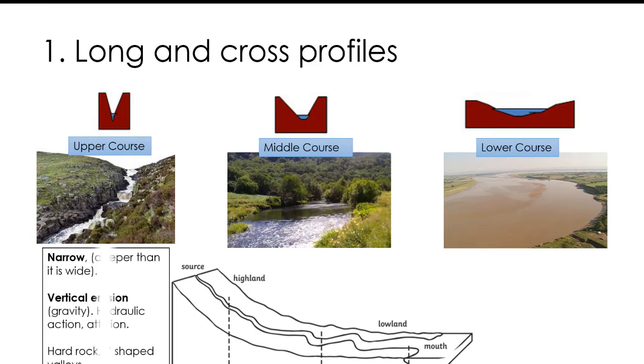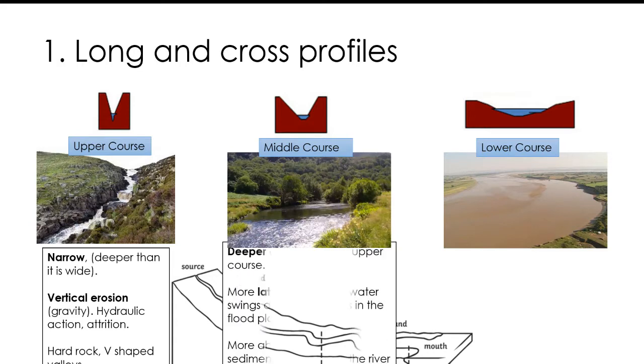So the upper course is going to be very different in its shape, in its cross profile. It's going to be really narrow because it's going to be running through quite hard, resistant rock and often V-shaped valleys. But it is going to be deeper than it is wide because there's going to be lots of vertical erosion happening here. So it's not going to be very deep, but in relation to its width, it's going to be deeper because you're going to get lots of vertical erosion, which is gravity pulling on the water downwards and creating more of a downwards erosive force.